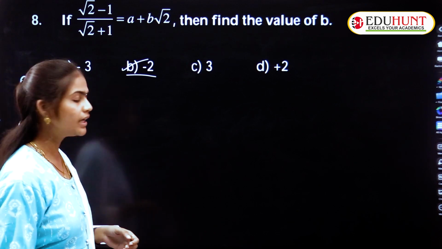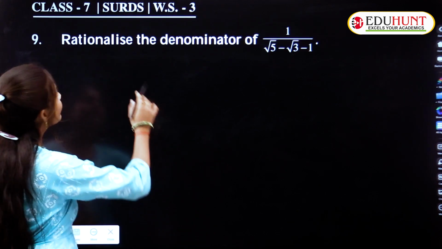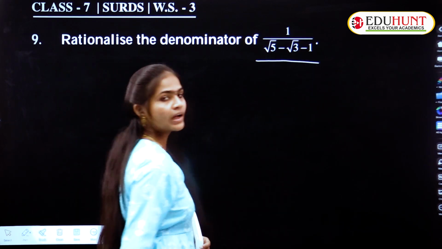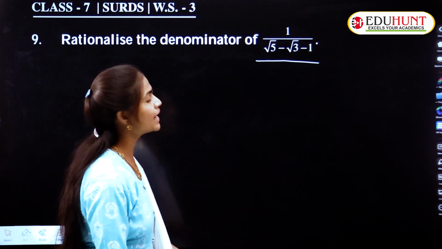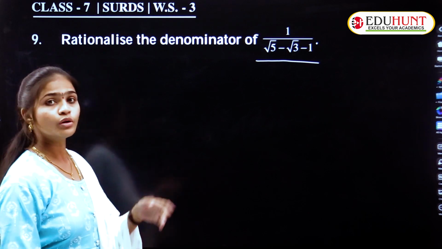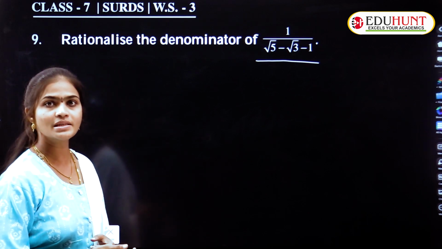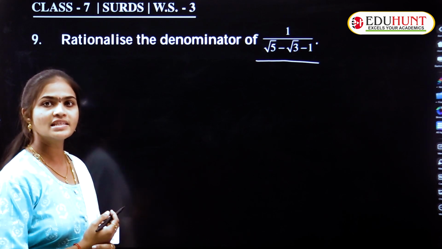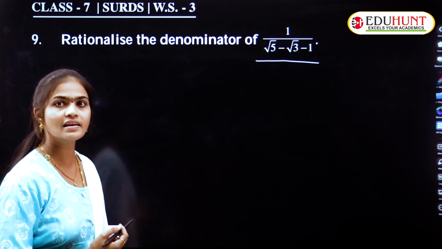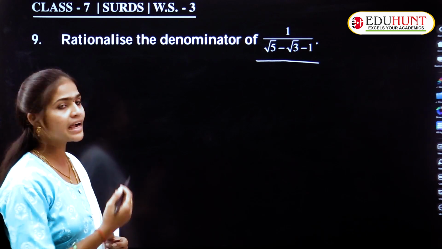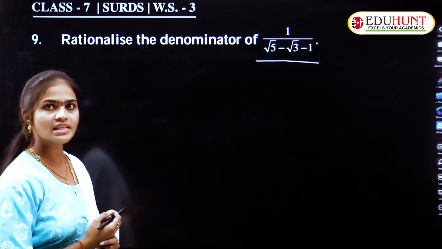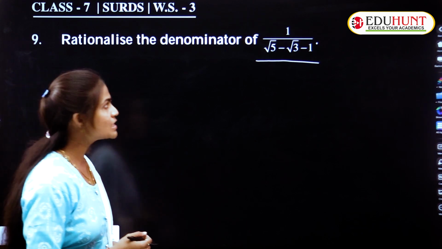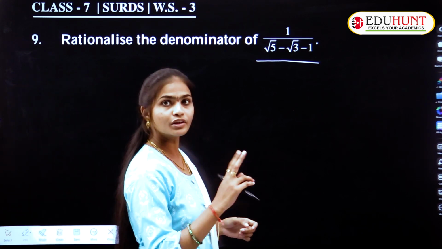Next, 9th problem: rationalize the denominator of 1 by (square root of 5 minus square root of 3 minus 1). If a binomial is there, we can easily write the rationalizing factor: if root a plus root b is there, its rationalizing factor is root a minus root b. But here we have 3 terms now. So how do we rationalize that? The order is 2, that's why we have to take 2 terms.